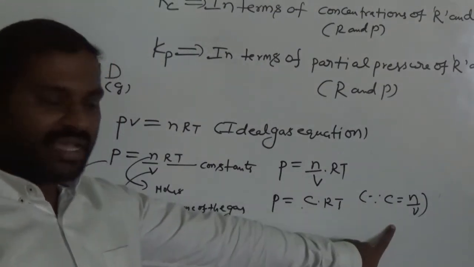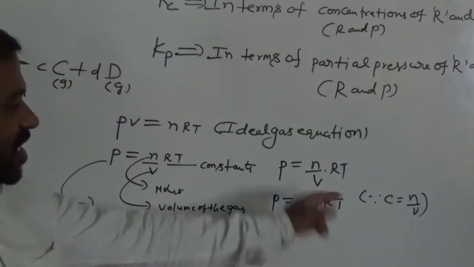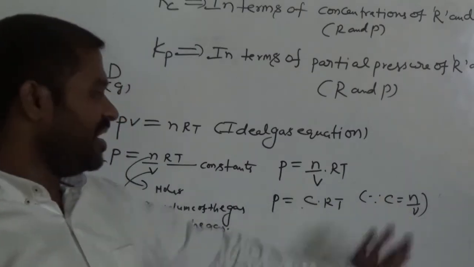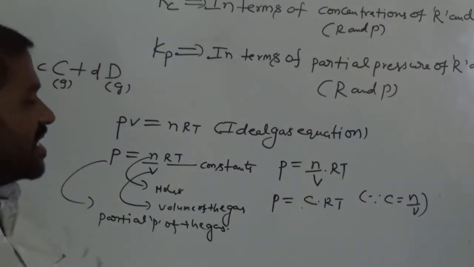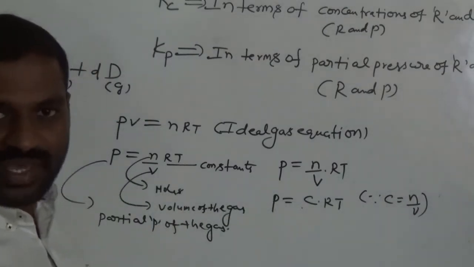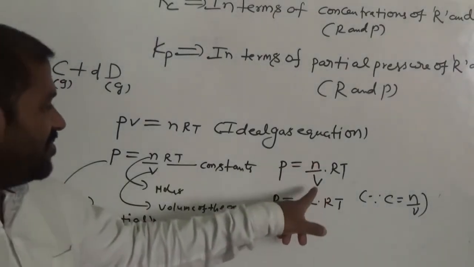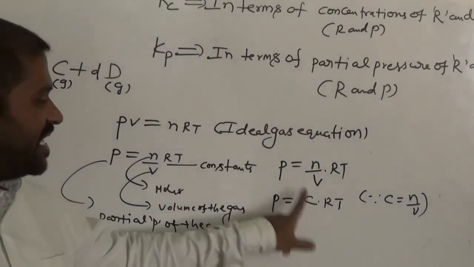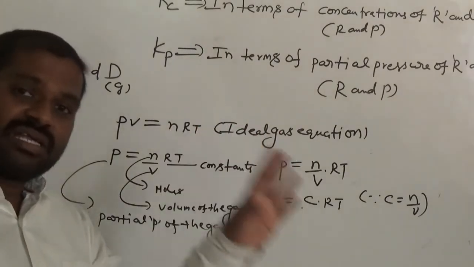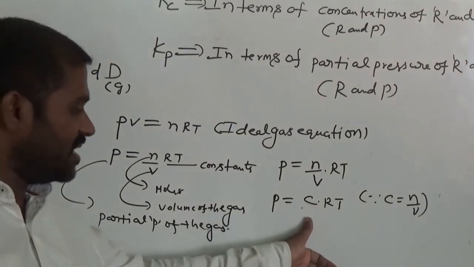Where C means concentration. Concentration can be defined as the number of moles per unit volume. Suppose V equals 1, what happened? C equals n. So C is concentration, defined as number of moles per unit volume. Is it clear? So n by V equals C, the concentration of the reactants or the concentration of the products. That is represented as C here.